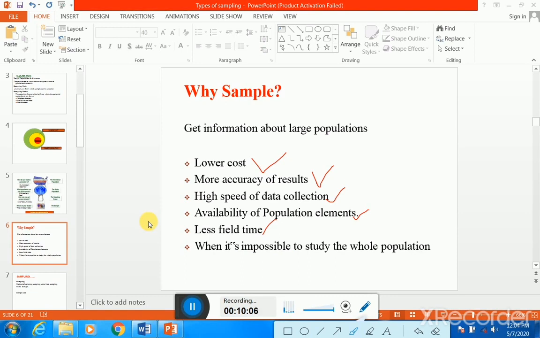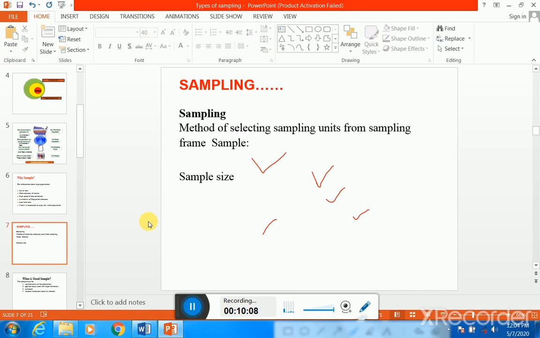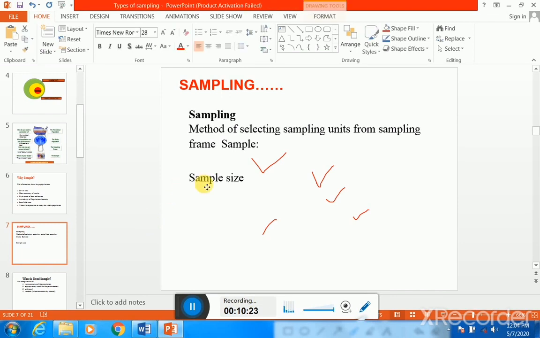Now the next slide, and that is about sampling. Already I have discussed sampling, that what is sampling. Sampling simply means the method of selecting sampling units from the sampling frame is known as sampling. And what is sample size? Initially when I started the lecture I told you what sample size is.